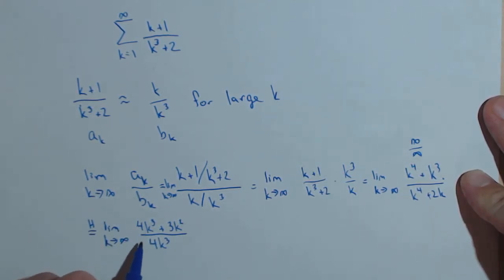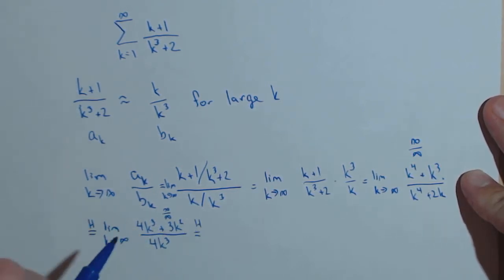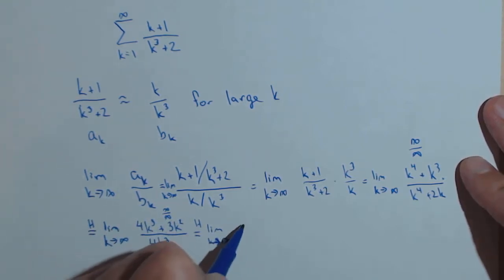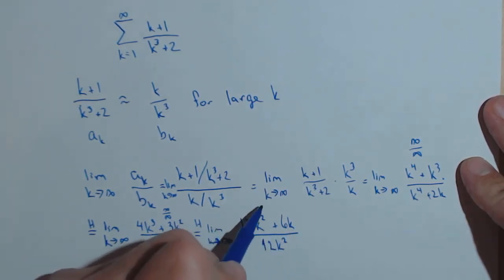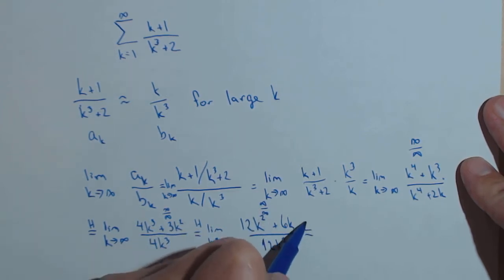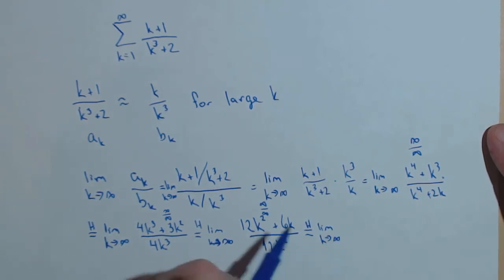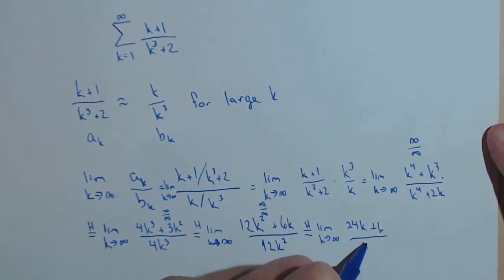Alright. That doesn't quite give me the limit, but I do have another infinity over infinity case. I'm going to use L'Hopital's rule again. So, the limit as k goes to infinity, and what I get now is (12k squared plus 6k) over 12k squared. Once again, I get an infinity over infinity case. Applying L'Hopital's rule again, I get the limit as k goes to infinity of (24k plus 6) over 24k.